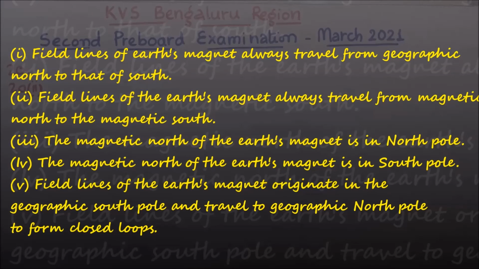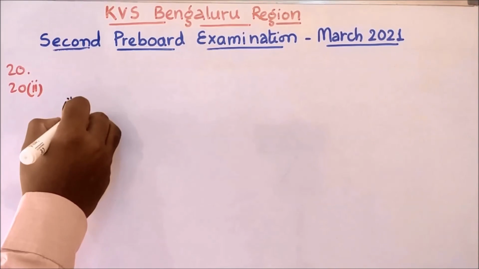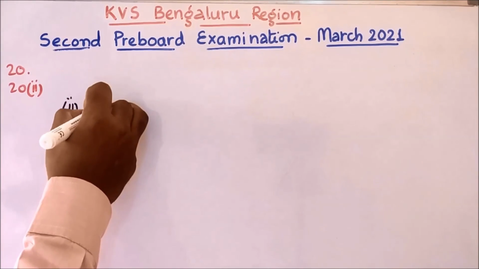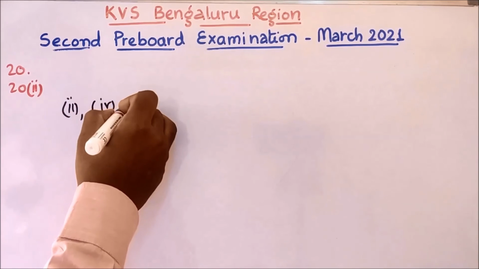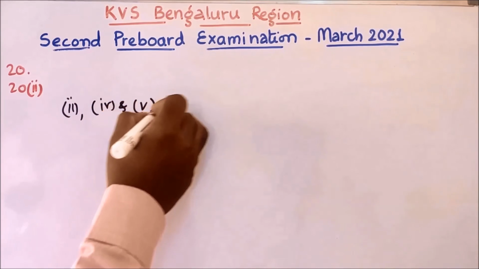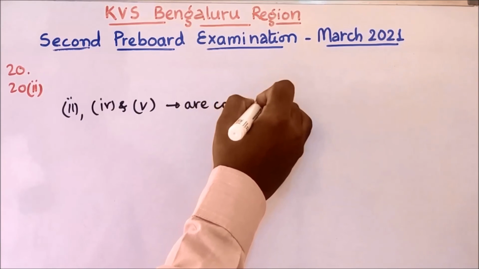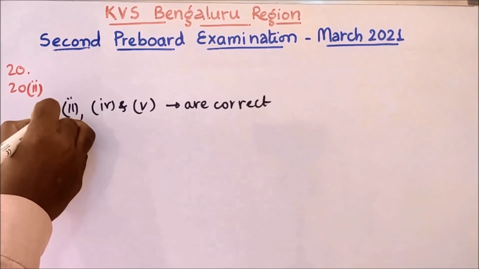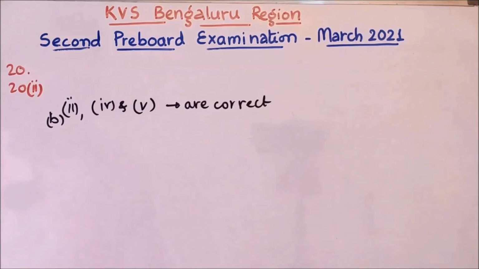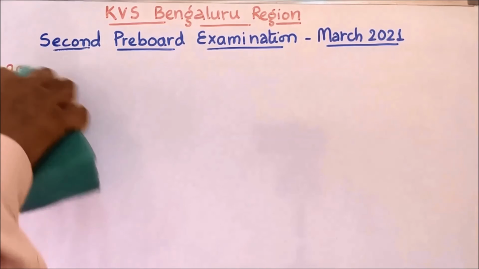Third one, the magnetic north of Earth's magnet is in the North Pole. No, there we have a South Pole. So statements 2, 4 and 5 are correct, and we'll go with option B. Now let's see the next question, and there is a diagram for you.